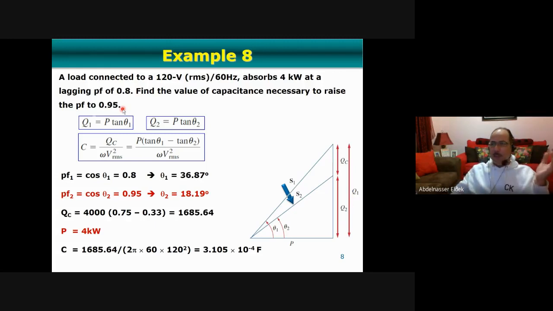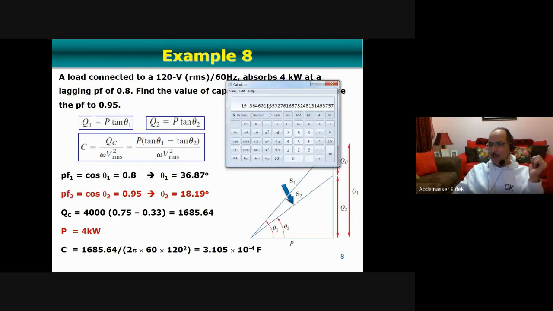Then how can we do that? The power factor was originally cosine theta 1, which is 0.8. So theta 1 is the inverse cosine of 0.8, which is 36.87 degrees. So this is the original angle, theta 1.